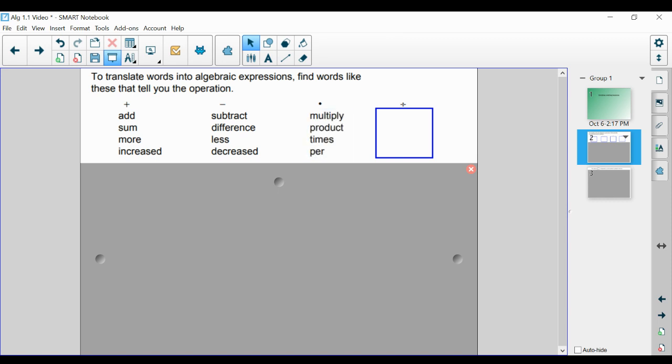We have multiply, product, times, or the word per. That's a huge one, by the way. Per. We are not cats, but per is going to be huge when it comes to show multiplication. And lastly, we have divide, quotient, split, and ratio. Those are going to be words that indicate that we will be using division.